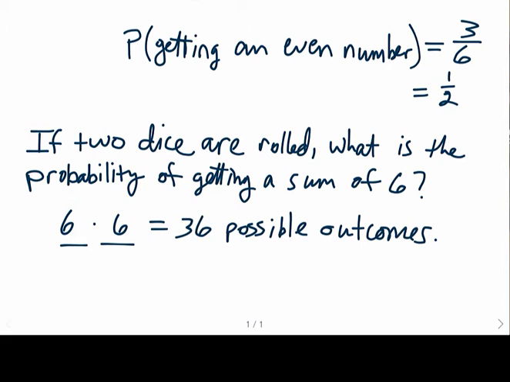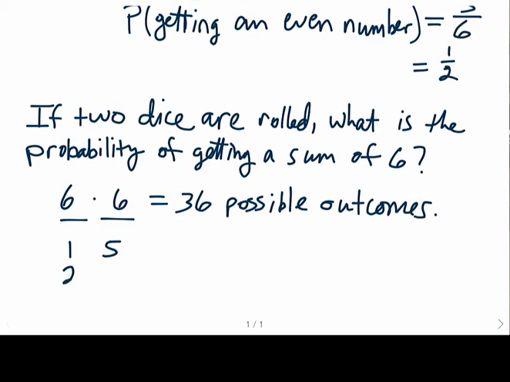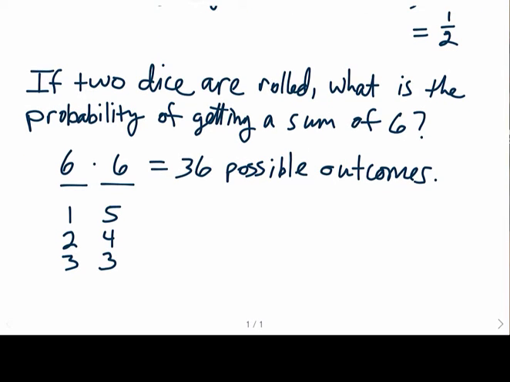Of those 36, we could get a sum of 6 if the first die had a 1 and the second had a 5, or if the first die had a 2 and the second a 4, if the first had a 3 and the second a 3, which is the same thing as the first one having a 3 and the second a 3. You don't write that one twice. I mean, the first die could have a 4 and the second could have a 2, and the first could have a 5 and the second a 1.